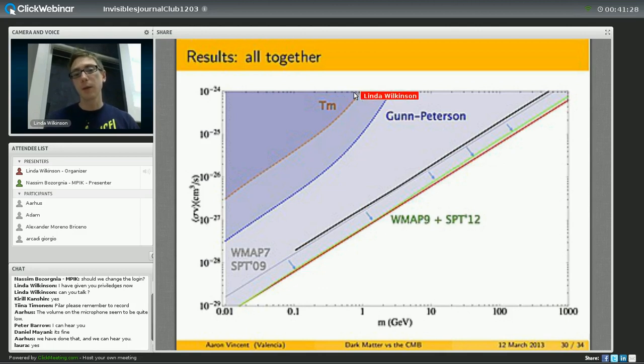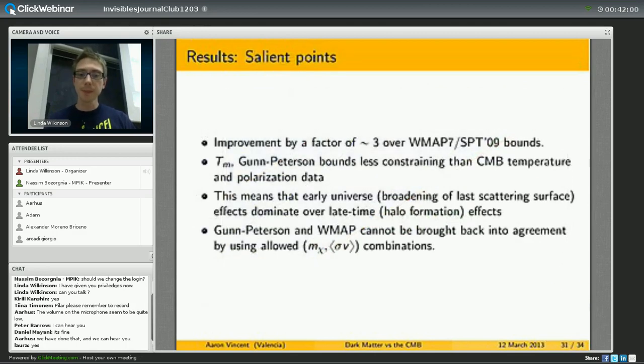And these temperature bounds lie, as compared with the CMB measurements, these are not the best constraints on annihilating dark matter. And Gunn-Peterson constraints, so assuming a reionization redshift of 5.5, I believe, give you these constraints. But these are much, much less constraining than our CMB temperature and polarization measurements.